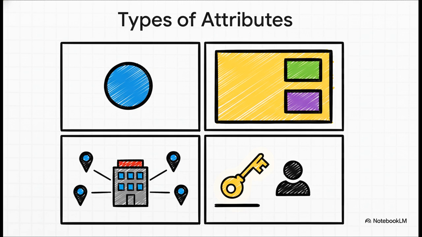This is the big one. It's a unique identifier, like an SSN. It guarantees that we can find exactly one employee and never, ever mix up their records. Seriously, getting your keys right is absolutely critical.